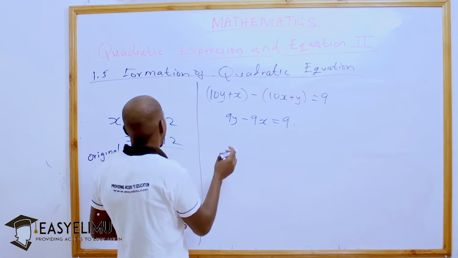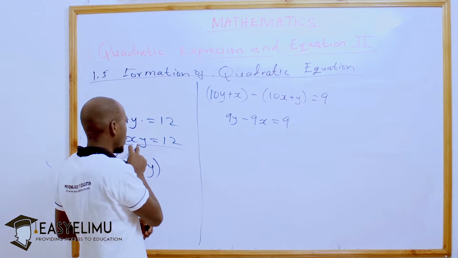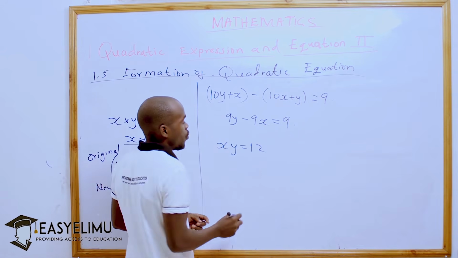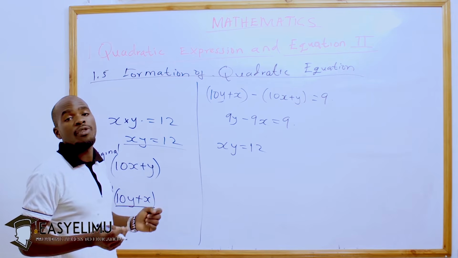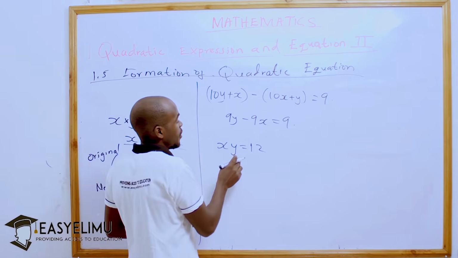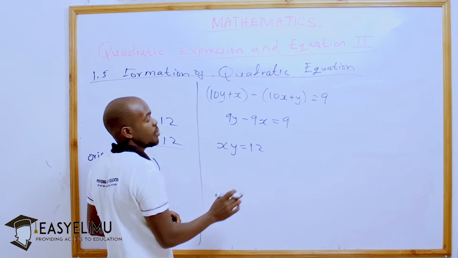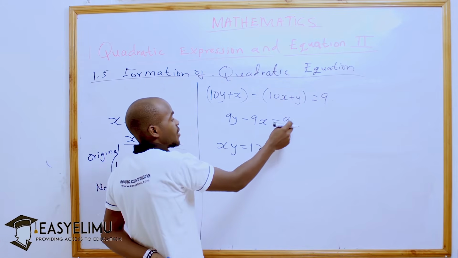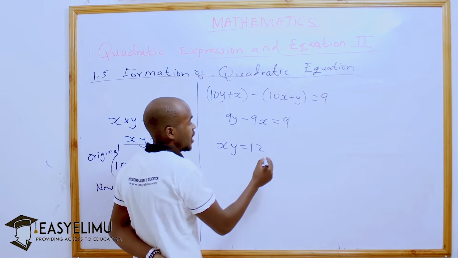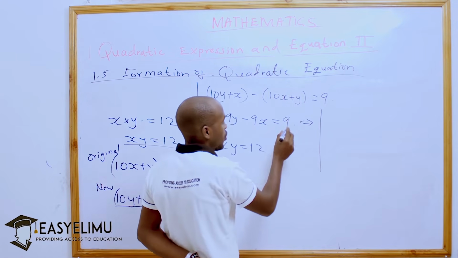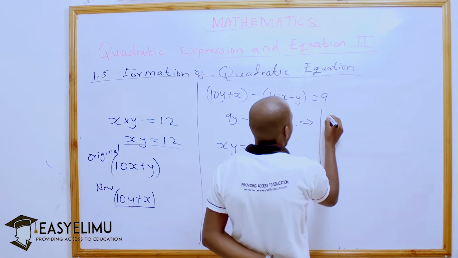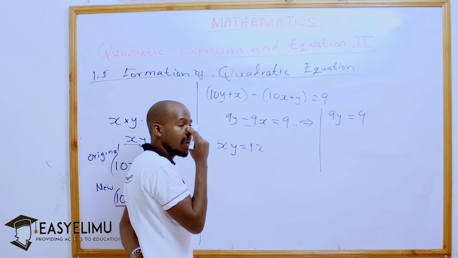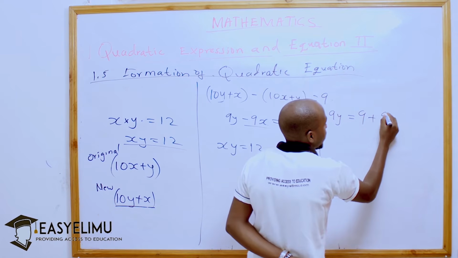We can still find, here we have xy equals to 12. So meaning we can use it, xy equals to 12. We can make one of them the subject. And if we make one of them the subject, we can use this one, in that we can find 9y minus 9x equals to 9. So let's make y the subject. So we shall say, let's use this one. So if we use that one, we are going to have 9y is equal to 9. Now this one, because it's negative, let it be the other way, and it will be plus 9x.